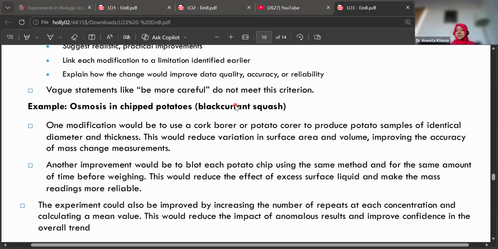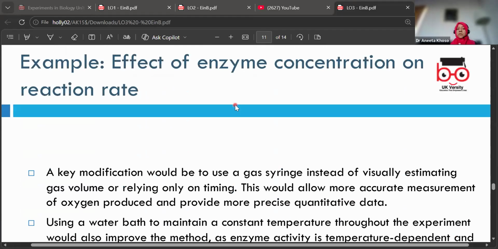Another improvement would be to blot each potato chip using the same method and for the same amount of time before weighing. This would reduce the effect of excess surface liquid and make the mass readings more reliable. The experiment could also be improved by increasing the number of repeats at each concentration and calculating a mean value. This would reduce the impact of anomalous results and improve confidence in the overall trend.